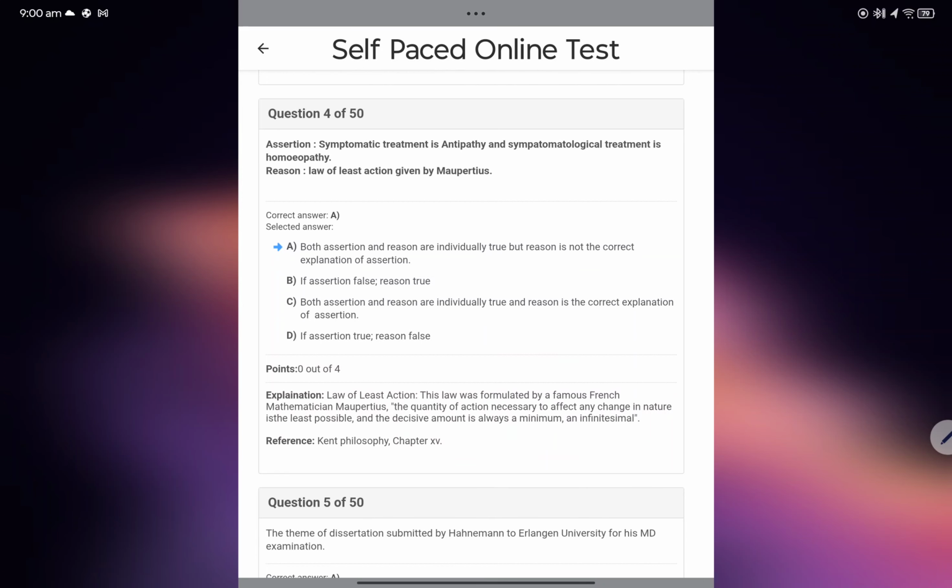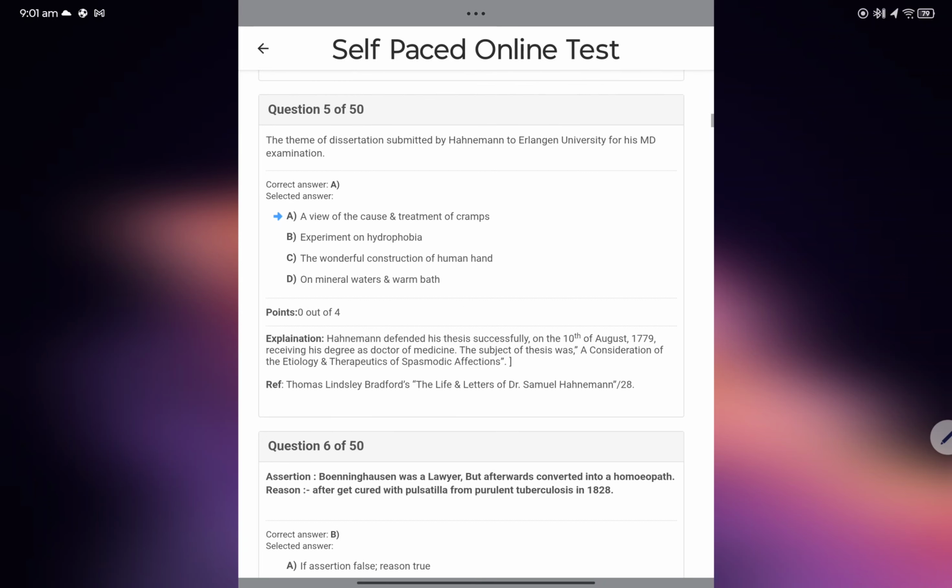Next question, again assertion reason based. Assertion is symptomatic treatment is antipathy and symptomatological treatment is homeopathy. Reason, law of least action given by Maupertuis. So here both assertion and reason are true, but reason is not the correct explanation of assertion. The reason states law of least action given by Maupertuis. Next question.